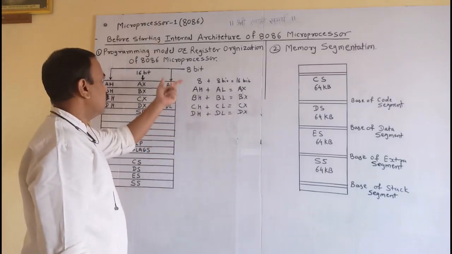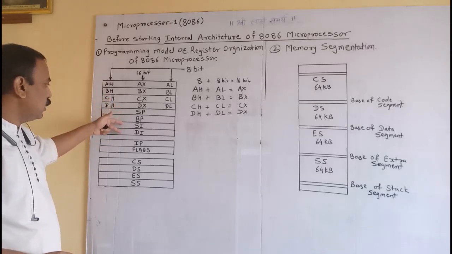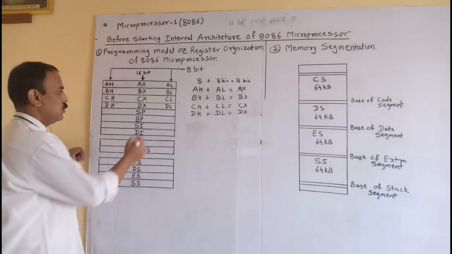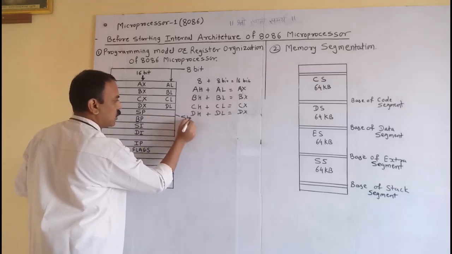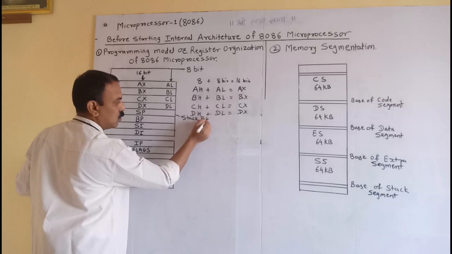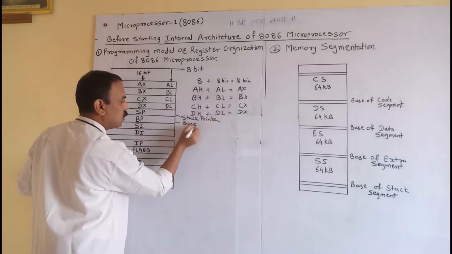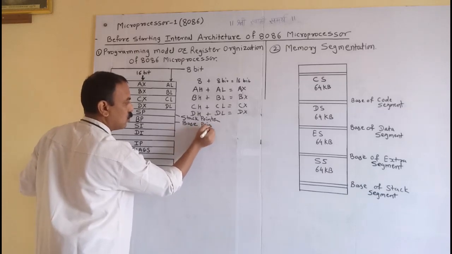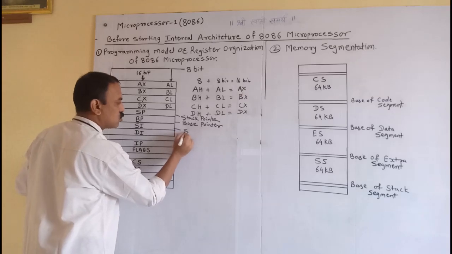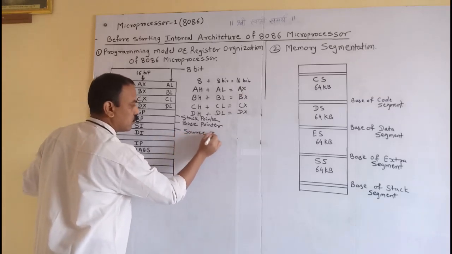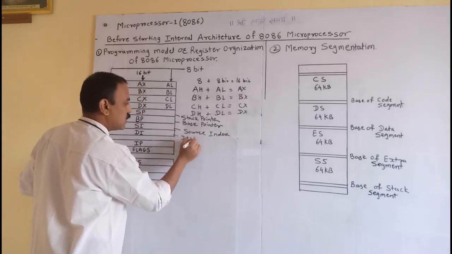Then in register organization, 2 pointer registers and 2 index registers are present. The 2 pointer registers are first SP, the stack pointer, and BP, the base pointer, then SI, the source index, and DI, the destination index.